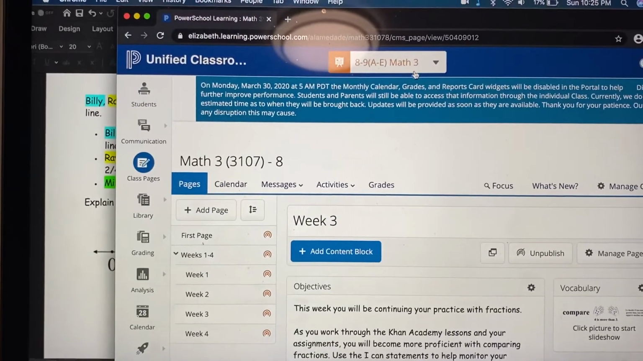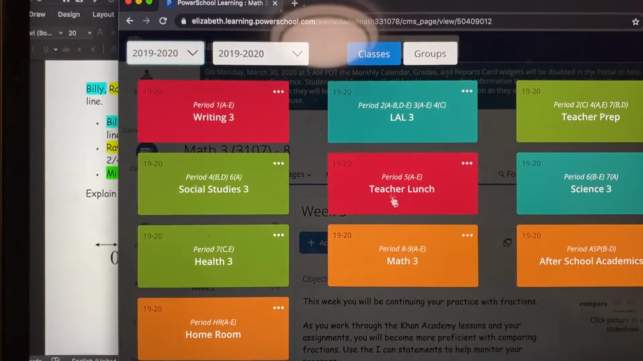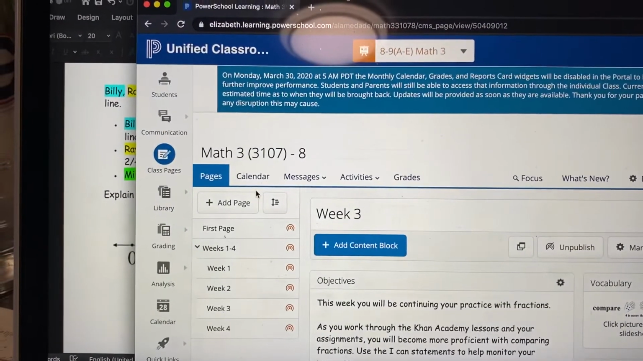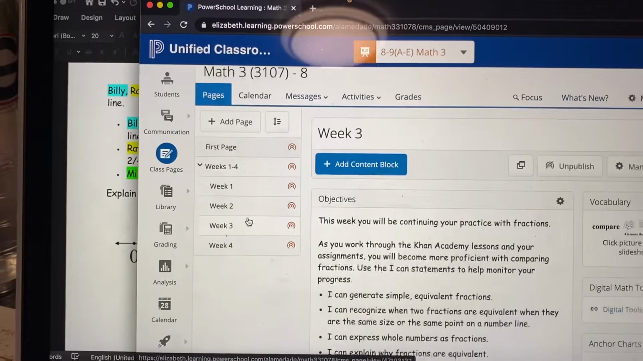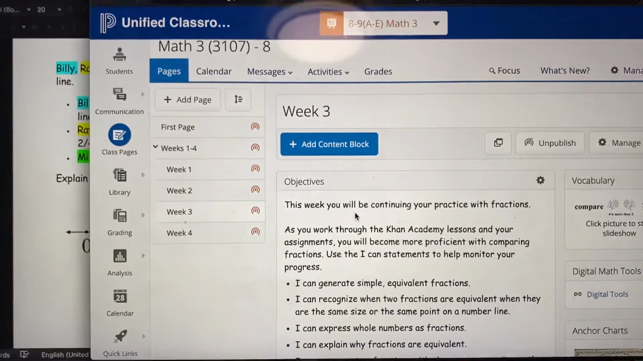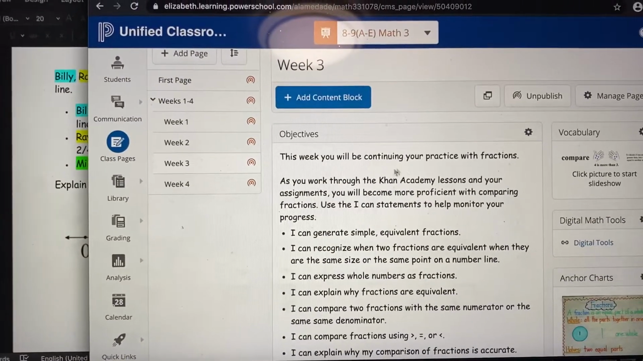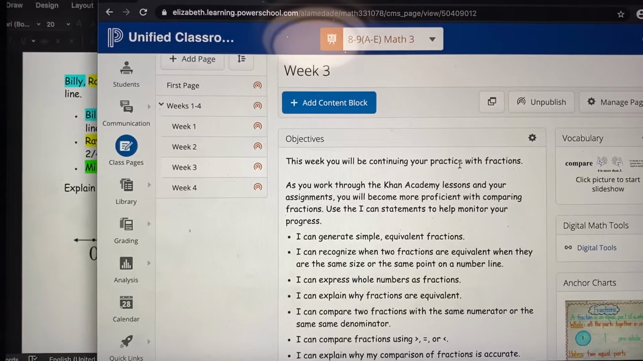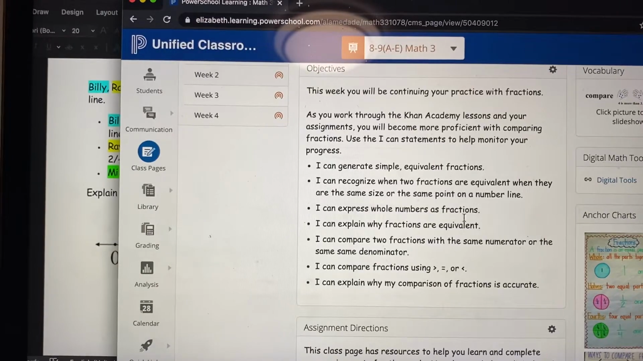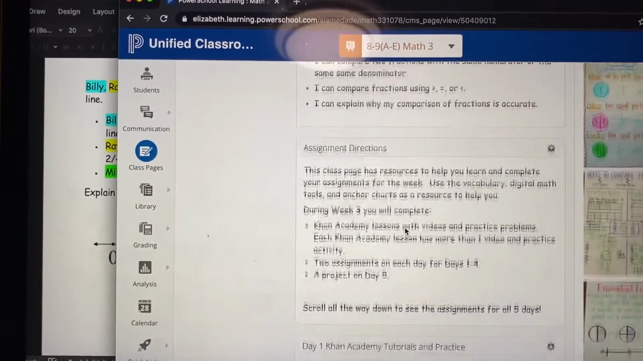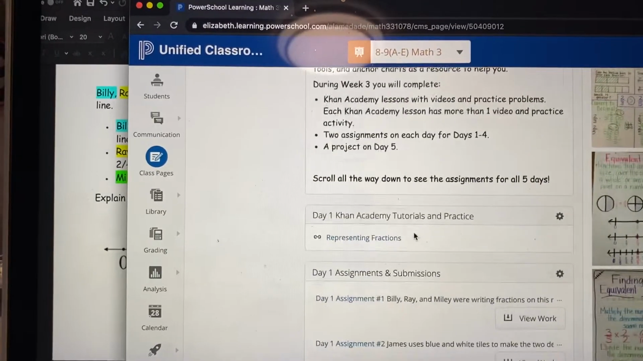So again, we click up here and we click on math, and then we click on class pages, and then we scroll down and we click on week 3. Now week 3, you will see that we'll be continuing with our practice with fractions. So you guys can see the objectives of what we're gonna do. So what we're gonna work with is equivalent fractions.